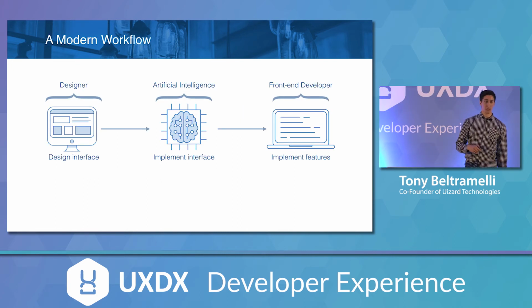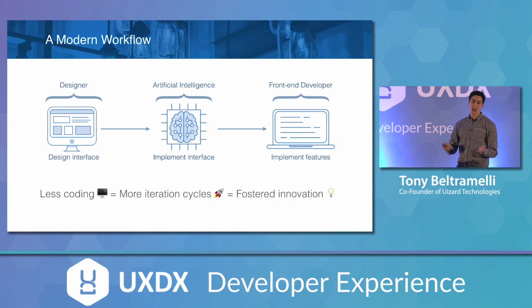So I want you to think a little bit about what the future workflow should look like. Because if you have an AI that can directly generate HTML and CSS, and then let developers focus on the logic, the number of iteration cycles you can have with the designers is just boosted. You can imagine having a way better product because you have more iterations in the same amount of time.